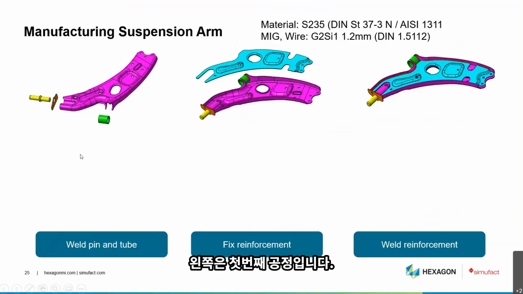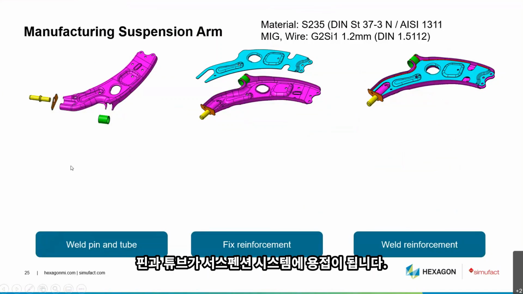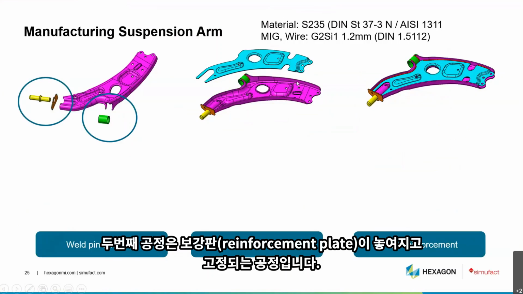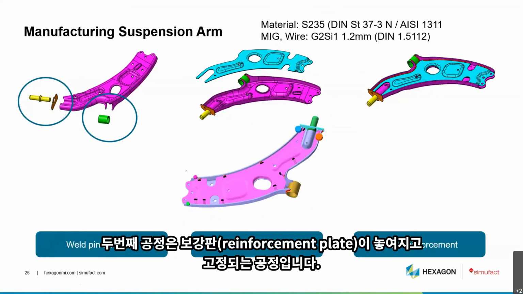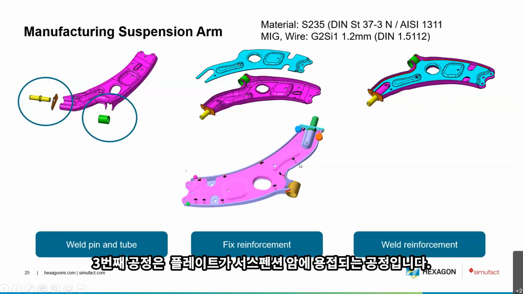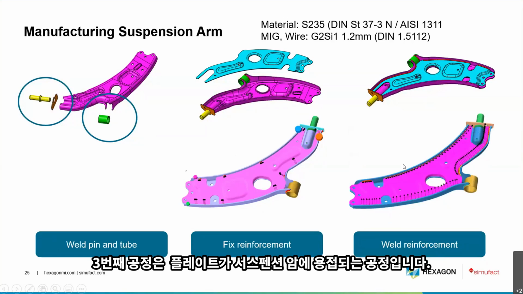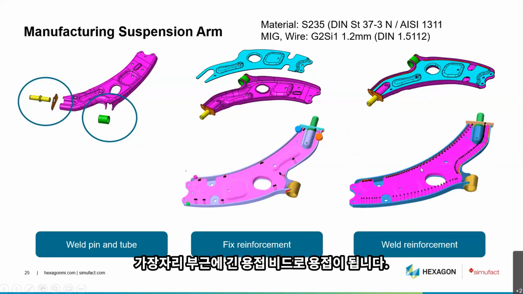On the left, you see as the very first process, a pin and a tube need to be welded to the suspension system. As a second step, a reinforcement plate needs to be put on top of the plate and fixed, as you see here. And as a third step of this process, this plate needs to be welded to the suspension arm with these long seams very close to the edges.